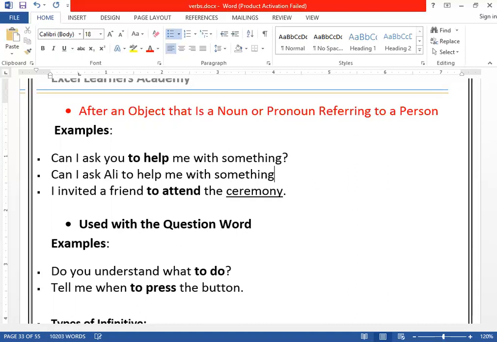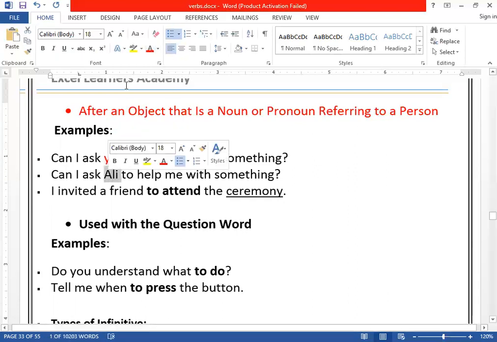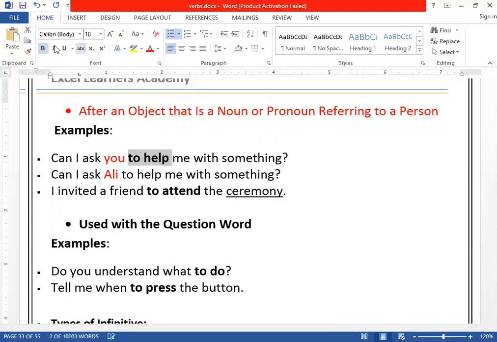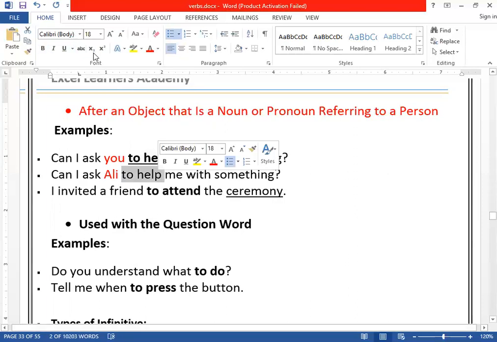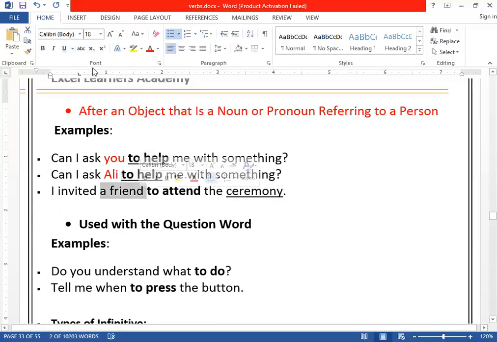Now look here. As I said, the infinitive comes after an object. Can I ask Ali? You is the object, which is always a pronoun or a noun, and after it we use the infinitive. For example, can I ask you to help? "To help" is an infinitive. This is called an infinitive. I invited a friend. Friend is a noun. I invited a friend to attend the ceremony.